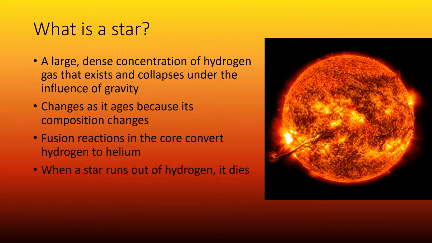So what is a star? A star is a large, dense concentration of hydrogen gas that exists and collapses under the influence of gravity. It changes as it ages because its composition changes. In other words, it changes what it's made of. Fusion reactions in the core convert hydrogen to helium. This is what gives off all of the energy. As you fuse two hydrogen atoms together, a large amount of energy is given off that we see as light, and this fuses them together and makes helium. When a star actually runs out of hydrogen, it dies.